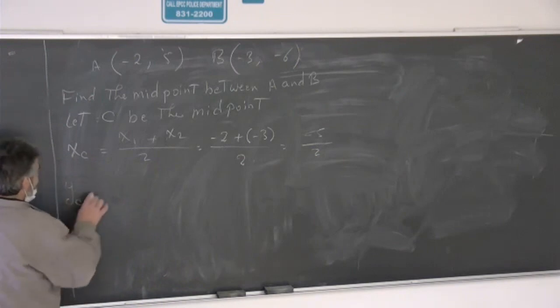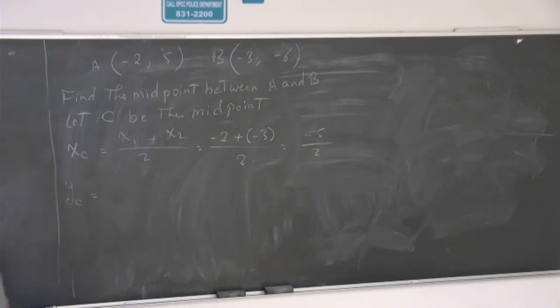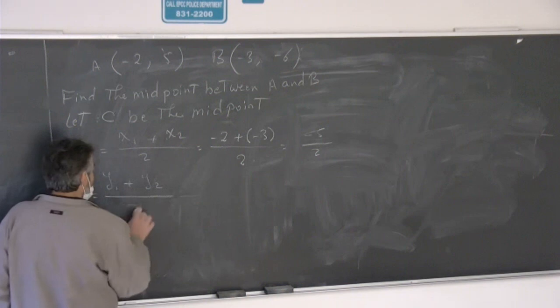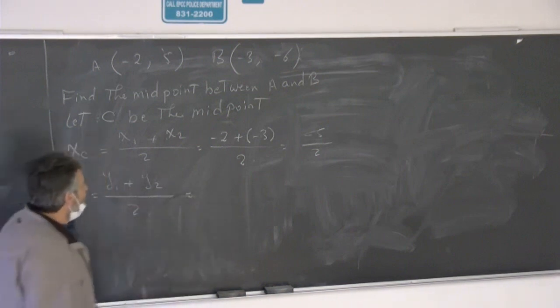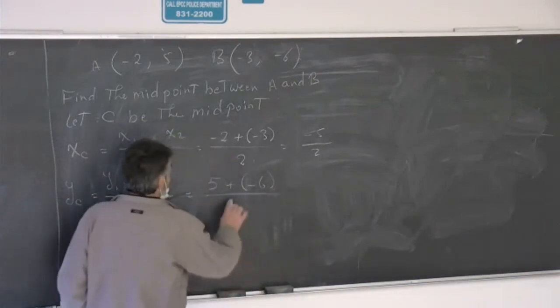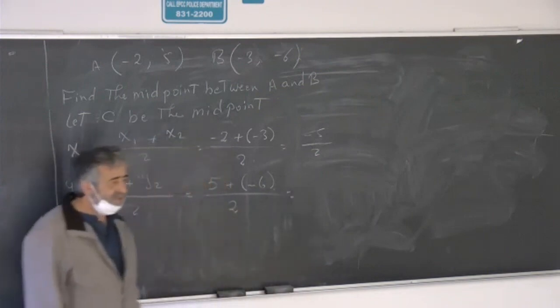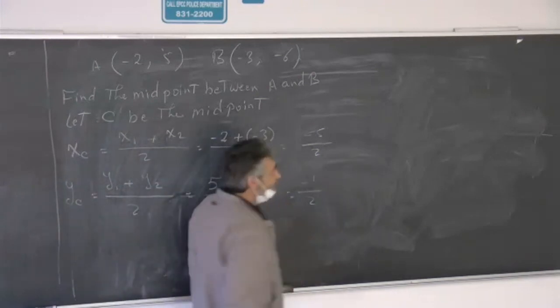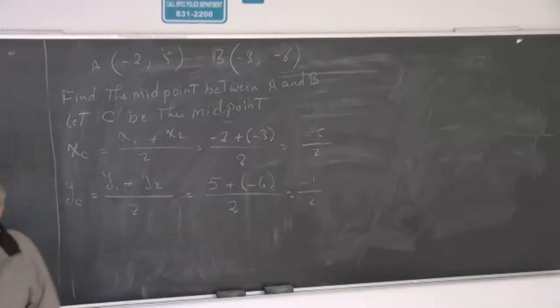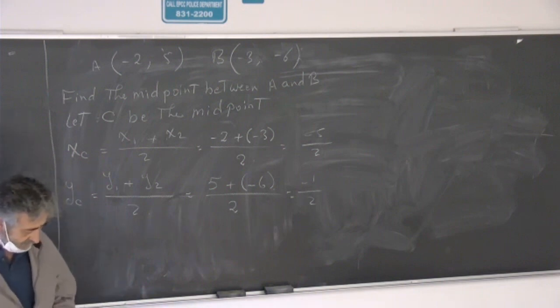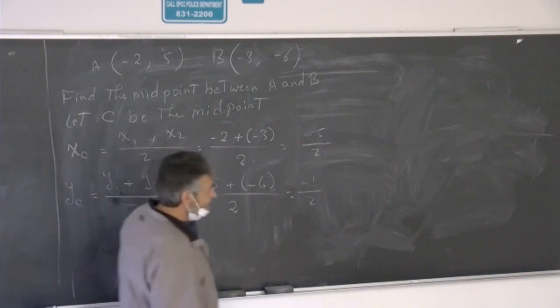So what is the y value of C? It'll be y1 plus y2 over 2. Again, we have 5 plus negative 6 divided by 2, and that's equal to 5 take away 6, which is negative 1. Yeah? And that's your midpoint for this particular problem.